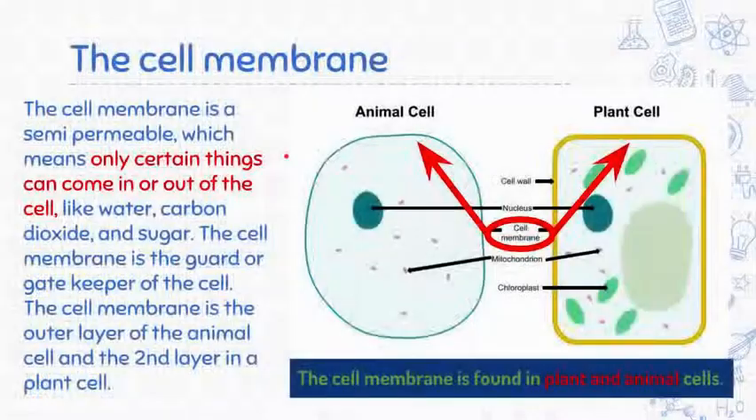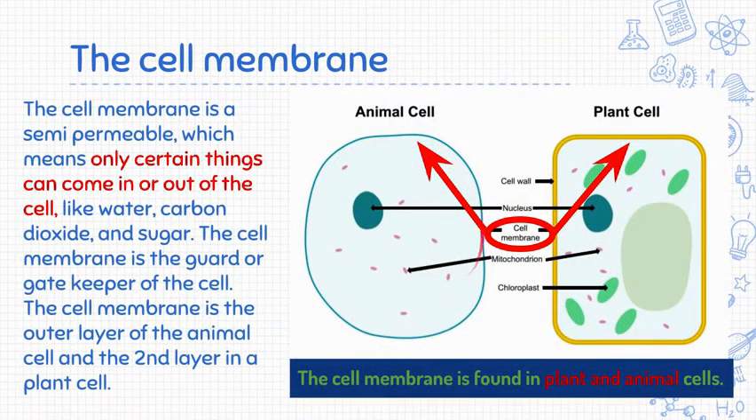Our second organelle is the cell membrane. The cell membrane is semi-permeable, which means only certain things can come in or out of the cell. It controls what comes in and out, like water or carbon dioxide or sugar. The cell membrane is the guard or gatekeeper of the cell. The cell membrane is the outer layer of the animal cell and second layer in a plant cell.